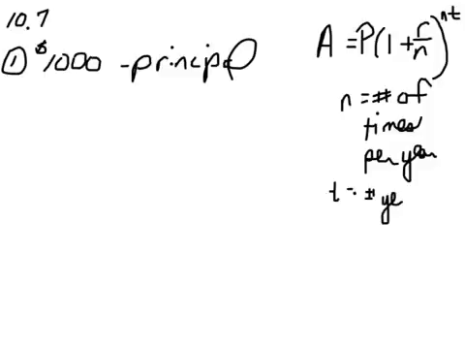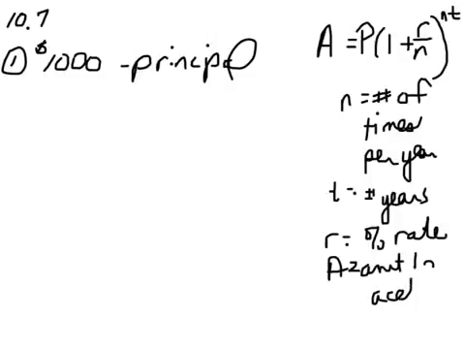R is the rate. So I'll write that percentage rate, but you're going to always plug it in as a decimal. A is the amount in the account, and P is the principal. So this is the formula we need to do number 1.